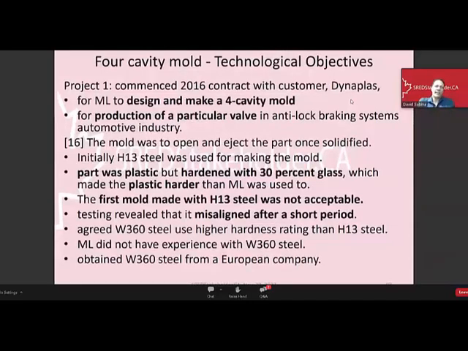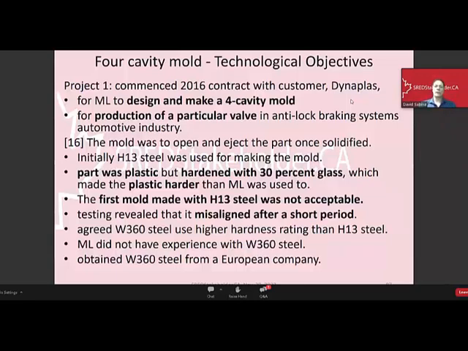So what we're told is that in this particular project, we'll call it Project 1, the client got a contract with the customer called Dynaplast to develop a 4-cavity mold to manufacture a valve in the automotive industry. So when they worked with this, they found that this particular part was different than what they were normally used to. And here, I'll wrap this up quick.